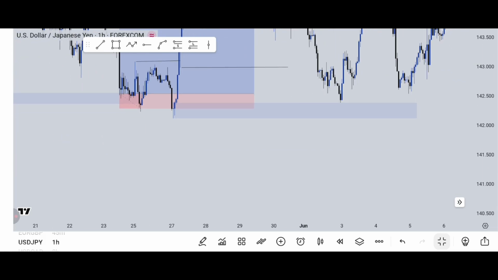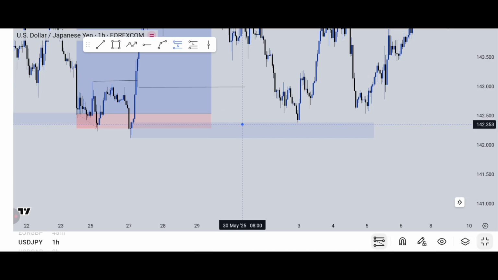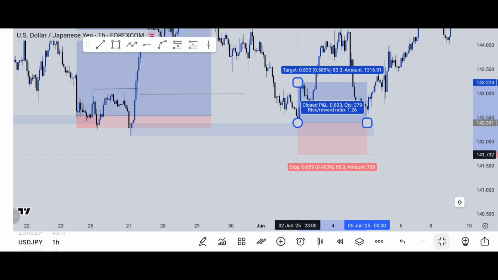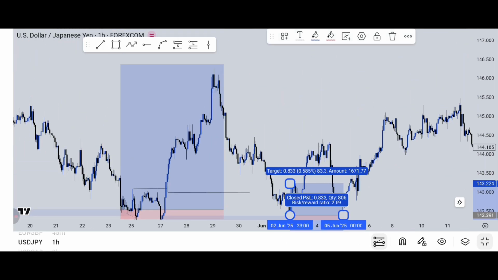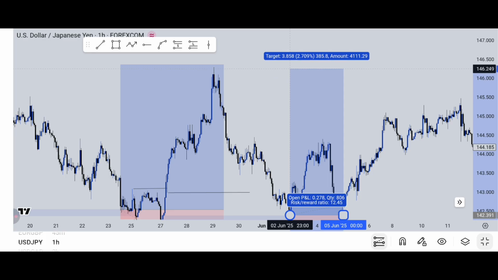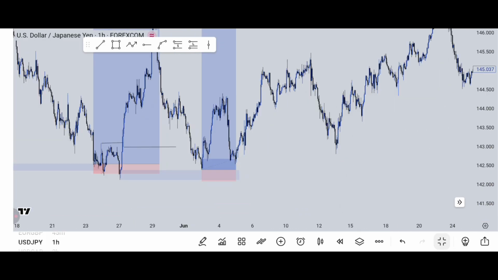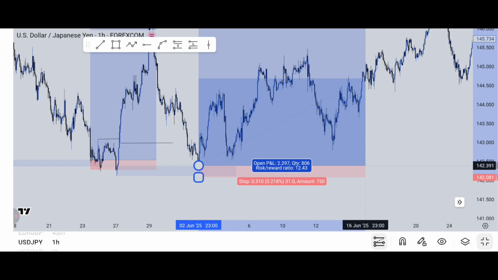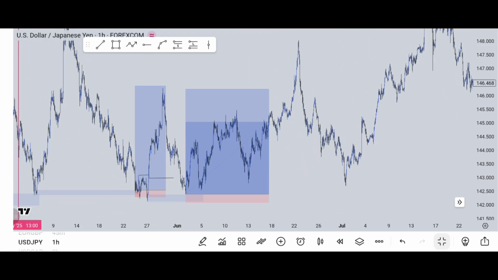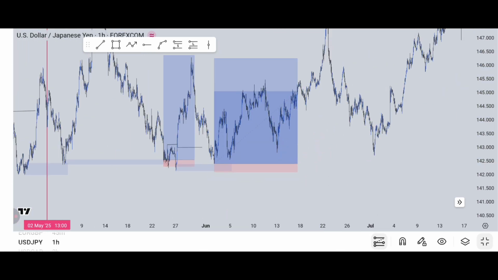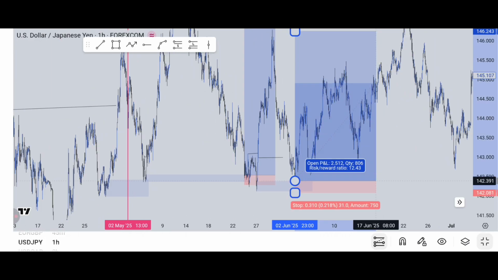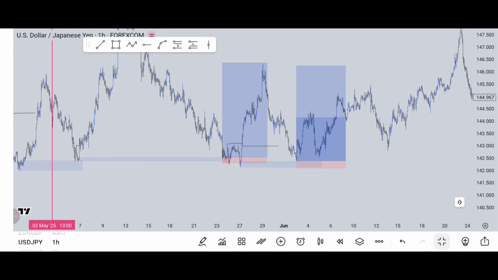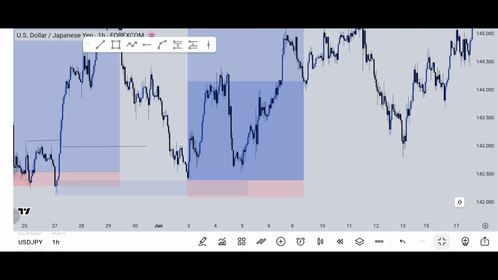And price came there, tapped into it, and then shot up to the upside. Can you see how this works like magic? I'll target the closest zone of liquidity, which is that area there. Market ended up delivering. How many RR is this? 1:12. If you are risking $1 on this trade, you are making $12. How crazy is that?